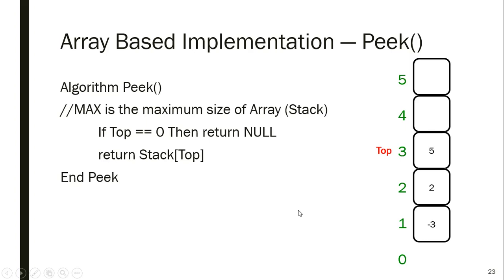So it is very easy. Now what is peek operation? Peek operation means that whatever there is at the top of stack, just return that value. So if there is nothing, for example, if top is equal to 0, it will return null. It means there is nothing on the top of stack. Otherwise, it will return whatever there is on the top of stack. It will return the value of this array stack which is at index or position top.